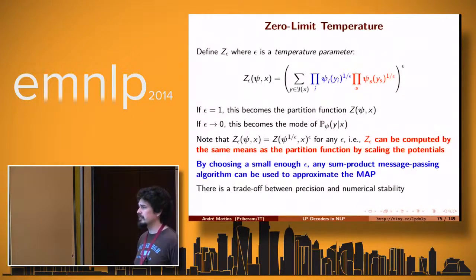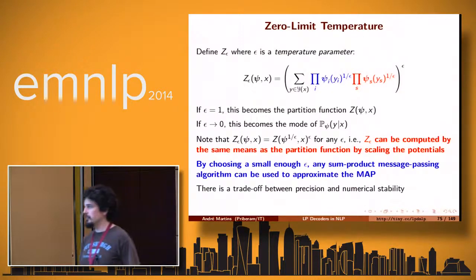And finally, note that if we have some device that allows us to compute the partition function, we can use it to compute the epsilon. We just need to hack the potentials. We need to exponentiate the original potentials to 1 over epsilon, and take the result and exponentiate it to epsilon. And by doing that, you obtain z sub epsilon. Okay? So you can use this trick to compute the mode given an algorithm that computes the partition function.